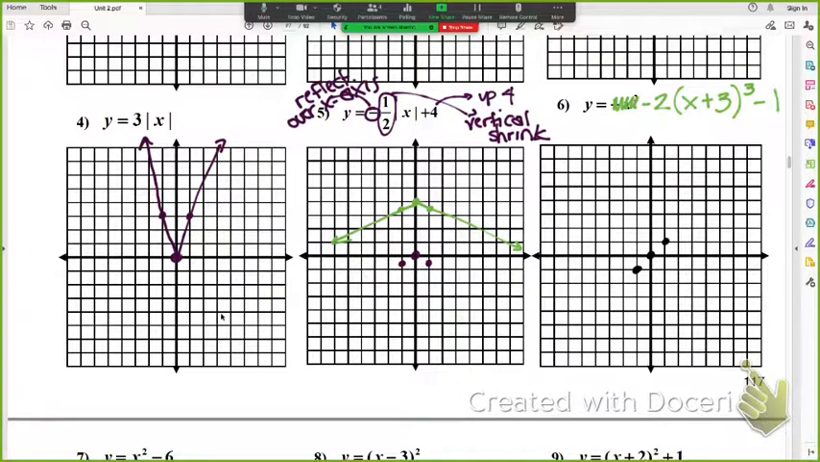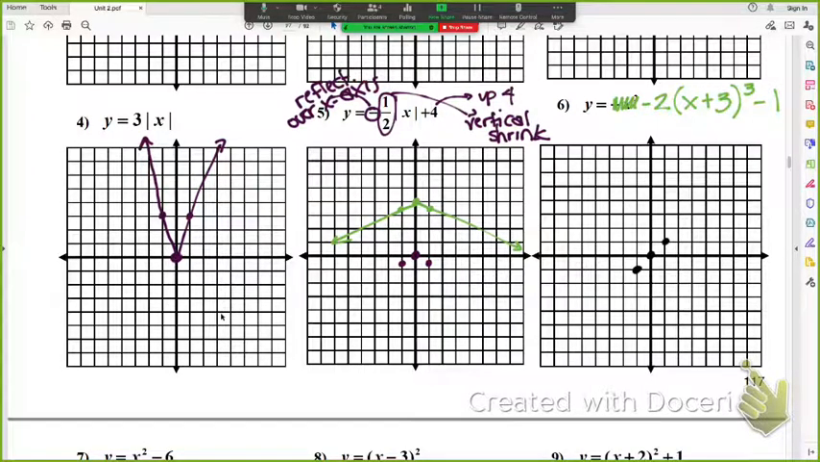First transformations. What do we see? Just naming transformations. Okay, I've got a down 1. I've got a left 3. I've got what else? Reflection over the x and vertical stretch of 2. Which ones do I have to take care of first? Anything that's multiplication and division first. Okay, so the first thing I'm going to do is take care of the negative.